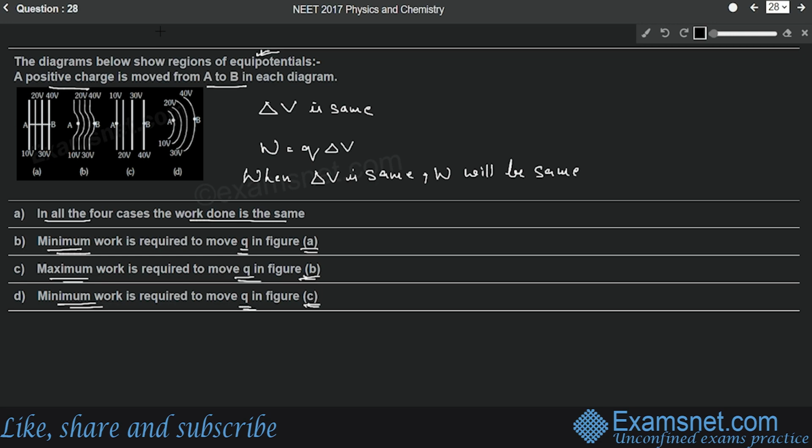That means first option will be the correct answer, that in all the four cases the work done is the same. So option A is the correct answer.